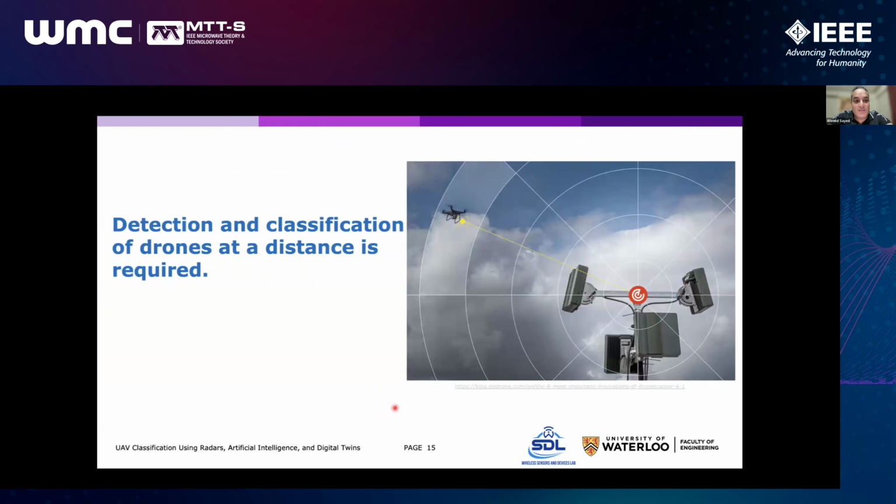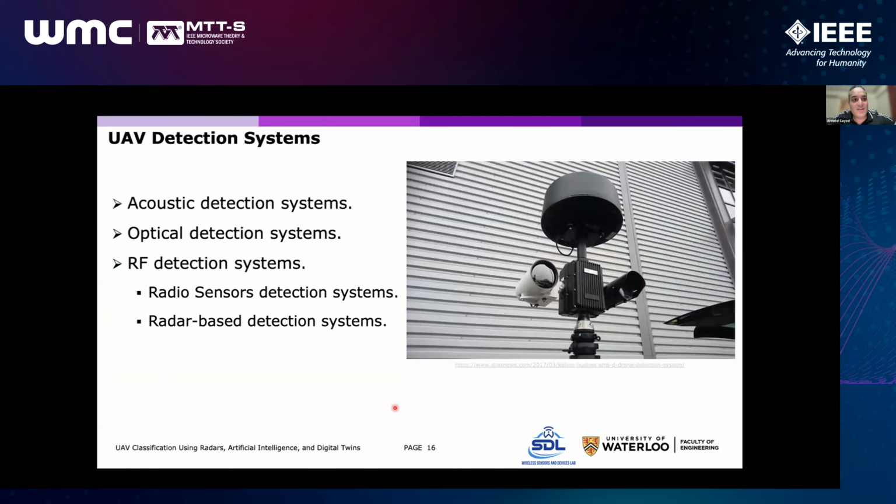For all of this, we need a system to detect and classify drones at a distance to have time to take action if needed. Okay, what are the available UAV detection systems? There are 3 main detection systems for drones: acoustic detection systems, optical systems, and RF detection systems, which can be either radio sensors or radar-based detection systems. Radio sensors are just passive receivers that detect the communication between the drone and its controller.